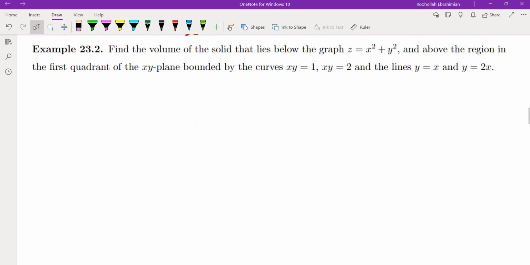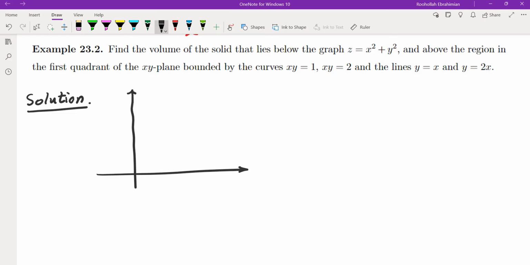Okay, so next example. Find the volume of the solid that lies below the graph of z equals x squared plus y squared and above the region in the first quadrant of the xy plane bounded by these curves. So in the xy plane in the first quadrant, let's graph the region. Okay, so xy equals 1, xy equals 2, y equals x, and y equals 2x. So this is the region that they gave us.